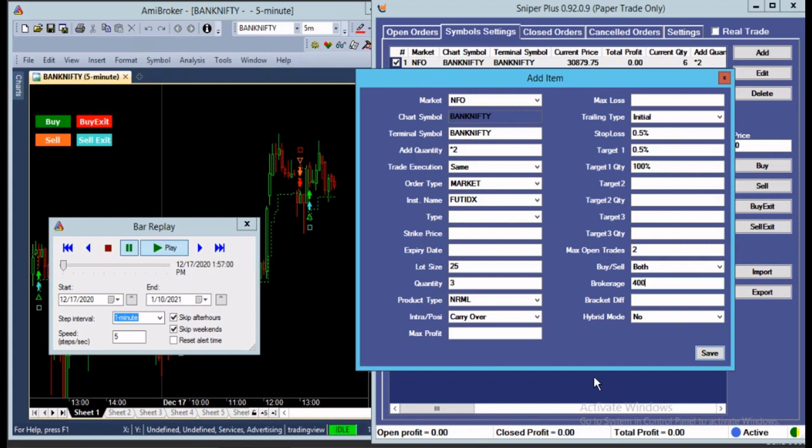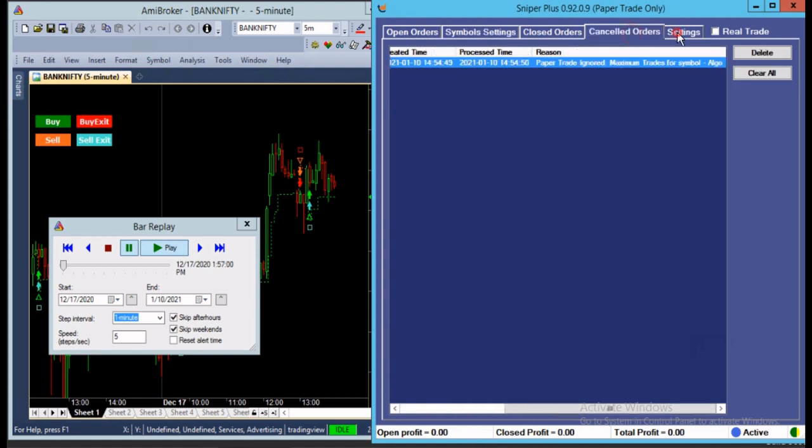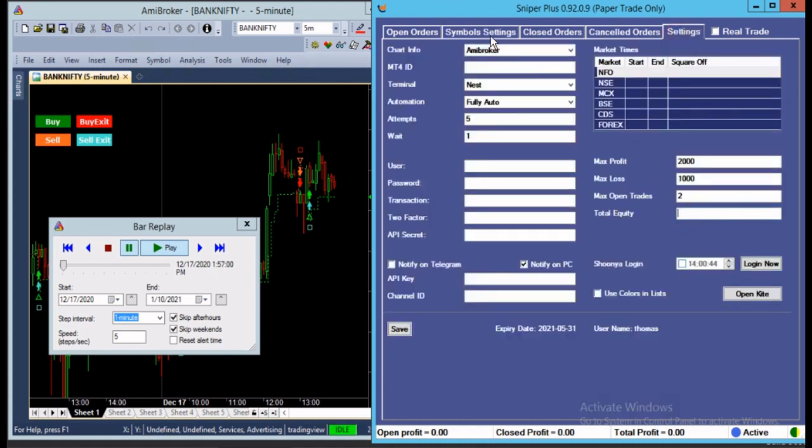Okay friends, this is all about today's session. I hope you all understood what I've told till now. And as I told you before, you can download the Sniper Plus with the paper trading features from the link provided in the description below.